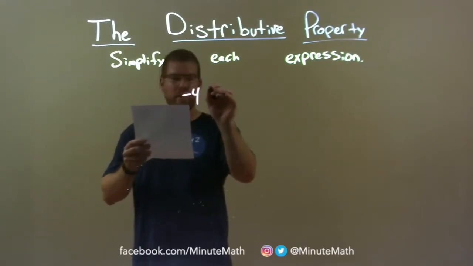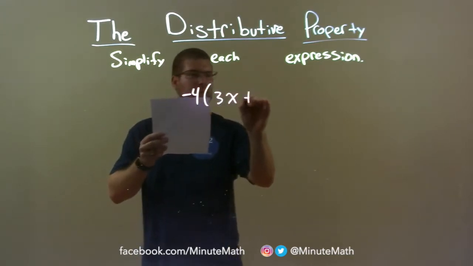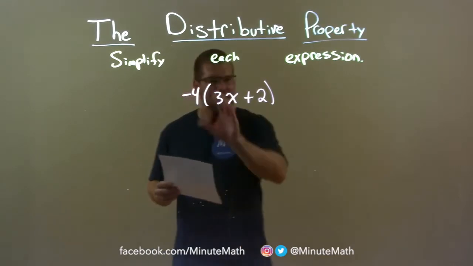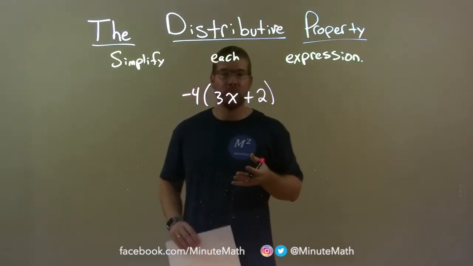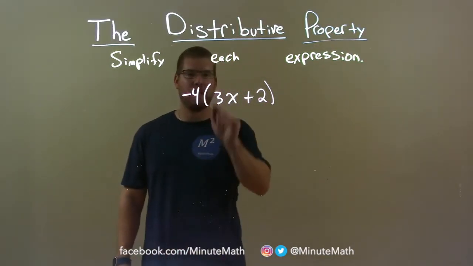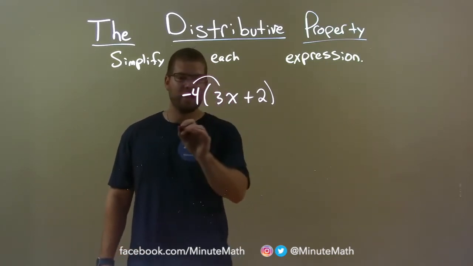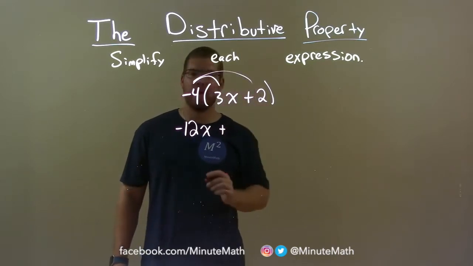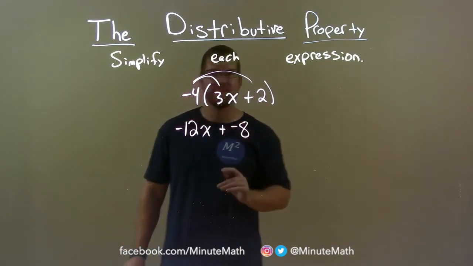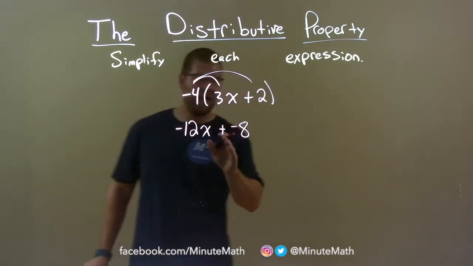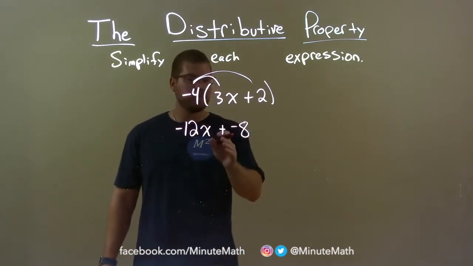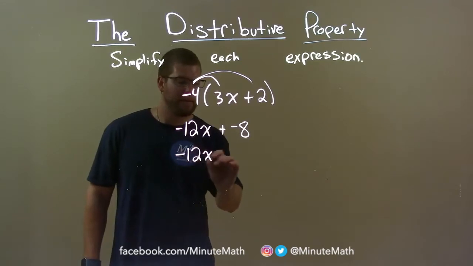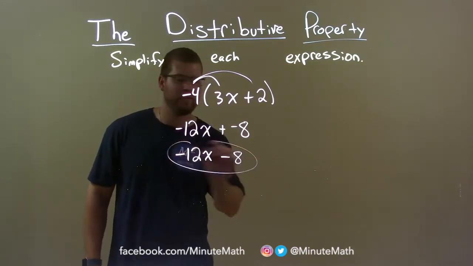Negative 4 times 3x plus 2, okay? Well, the first thing here, inside my parenthesis, there's nothing I can do to simplify, so I have to distribute now. Negative 4 times 3x is a negative 12x, okay? Plus, negative 4 times 2 is a negative 8. But wait, we're not done. We have adding a negative, right? Adding a negative, same thing as subtraction. So we have negative 12x minus 8, and there we have our final answer.